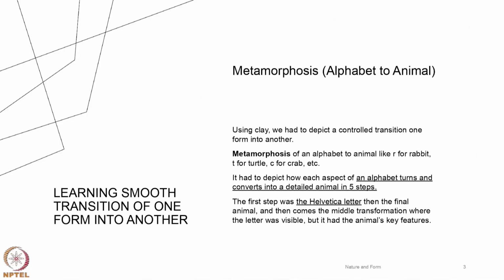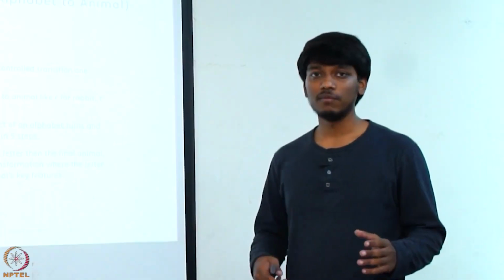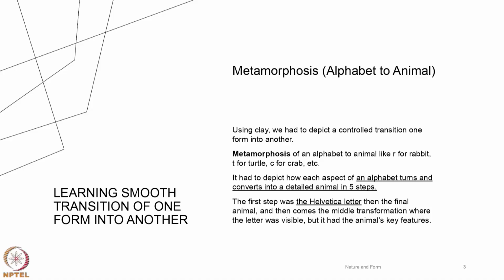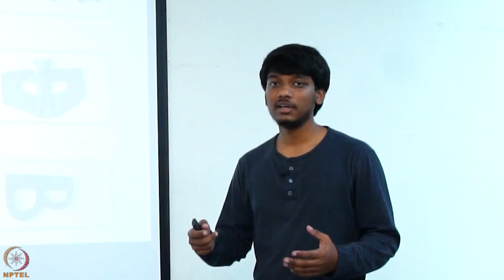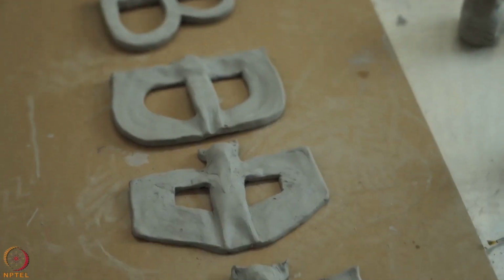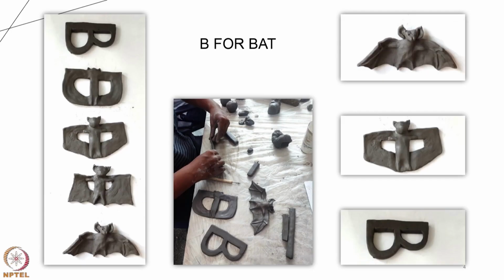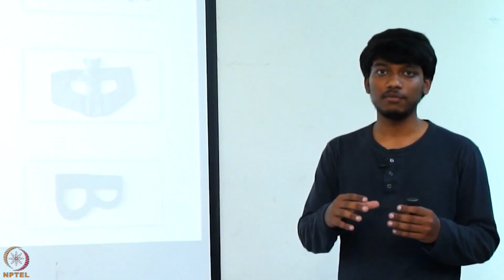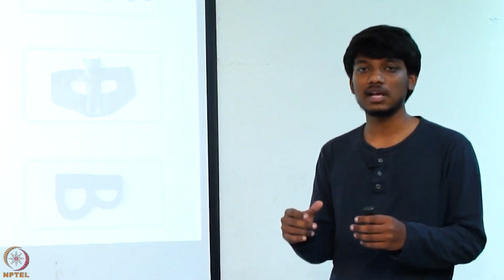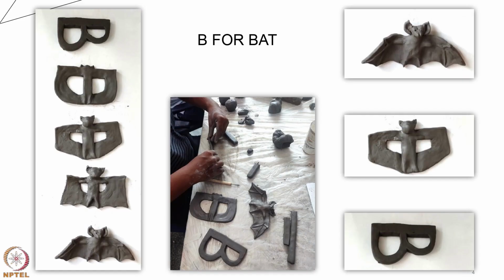So metamorphosis, alphabet to animal. It was about learning smooth transition from one form into another. We had to use clay and had to depict a controlled transition, and we had to do it in 5 steps. So I chose B for bat, getting a Helvetica font and turning B into bat. First of all, we had to create an alphabet of Helvetica font. Then, furthermore, we had to create a detailed bat. Then we had to make a form in between which depicts the alphabet and has some characteristics of your final animal. So these are my 5 steps.